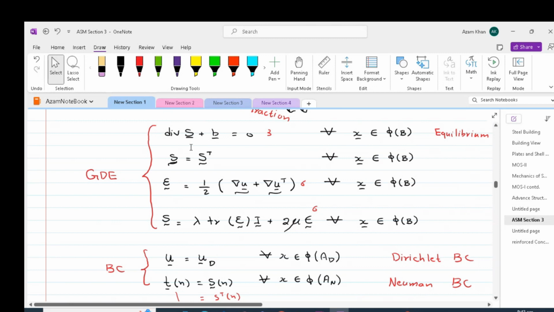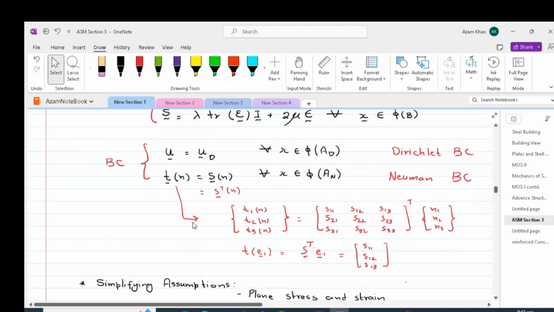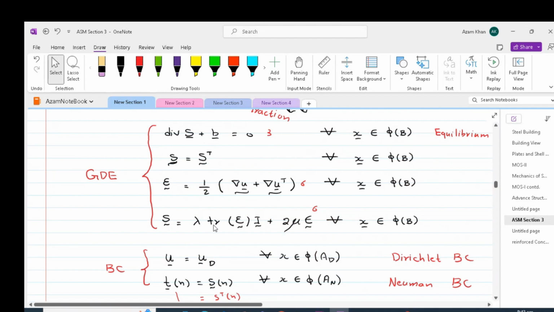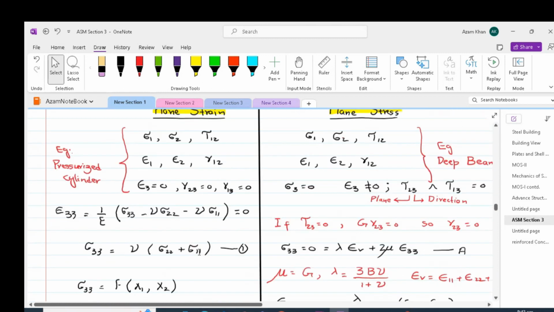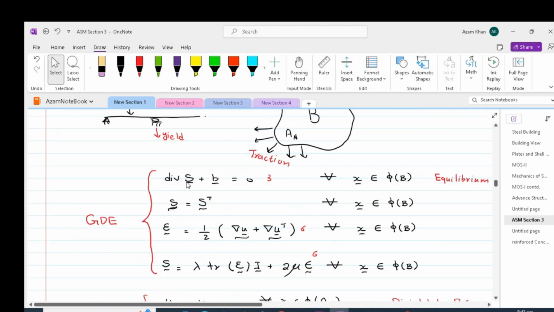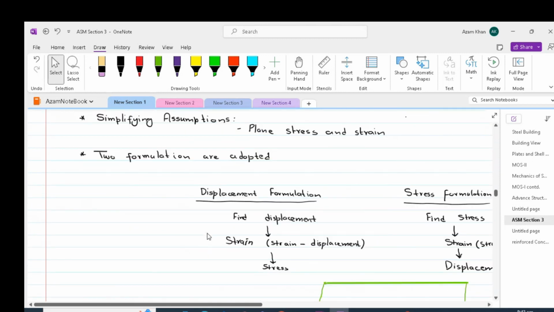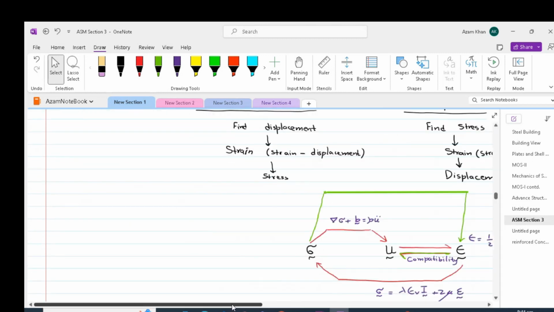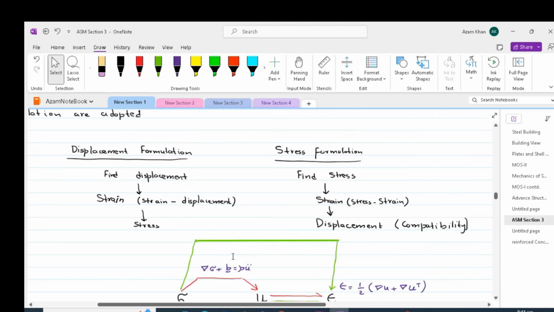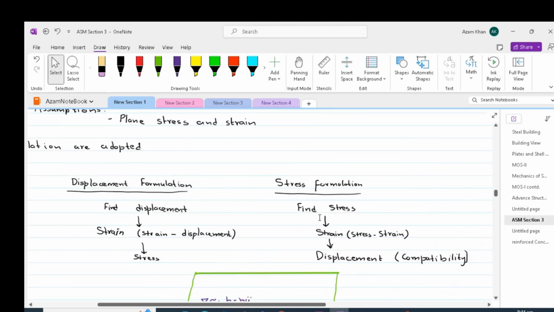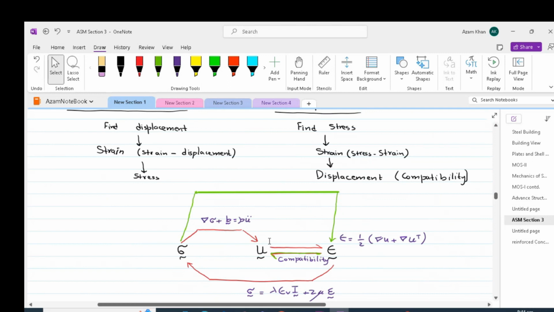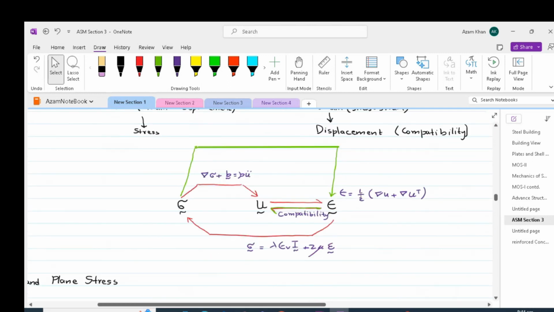So all these governing differential equations have to incorporate the plane stress and plane strain conditions. The last one is the constitutive equation that we already derived, and we have discussed the equilibrium. Now we have to do the compatibility. I showed you this figure: we approach the problem depending on whether it's a displacement formulation or a stress formulation. All the equations are now converted into plane stress, plane strain, except the compatibility.